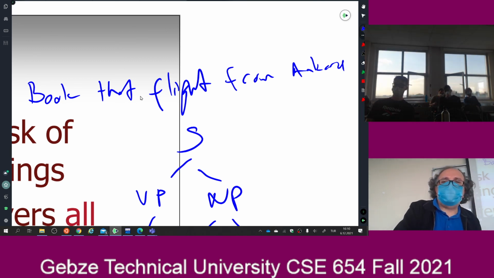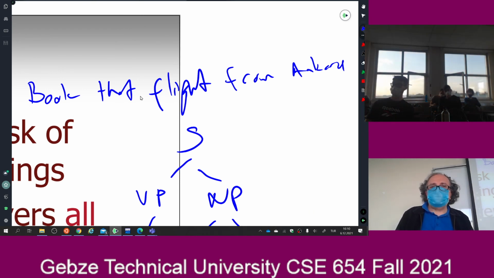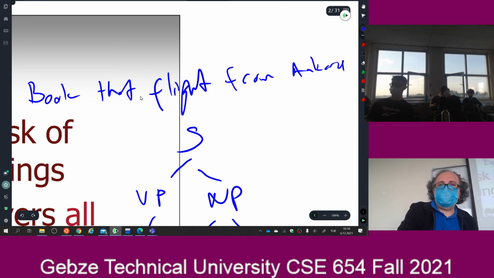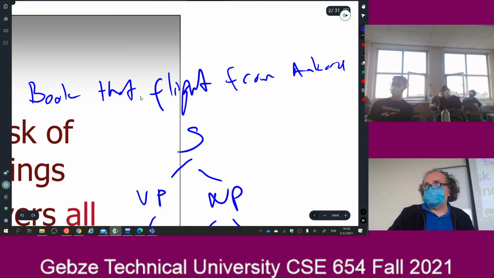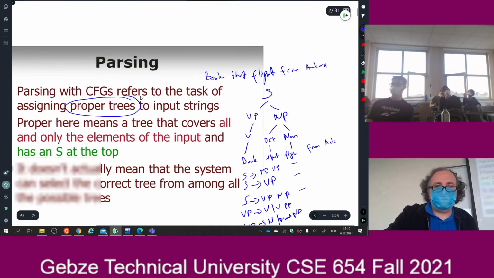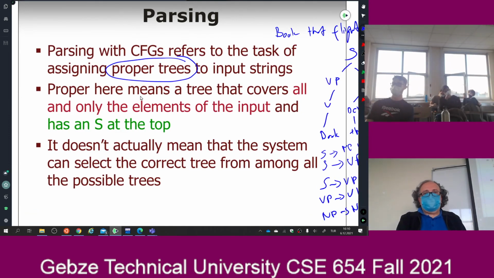So the flight from Ankara could be a noun phrase. Or verb phrase, noun phrase, and prepositional phrase, where the "from Ankara" is part of this verb phrase, could be. So that's the parsing thing.